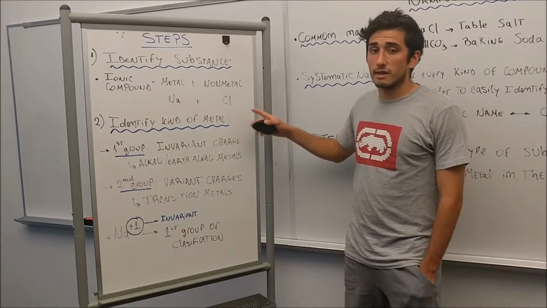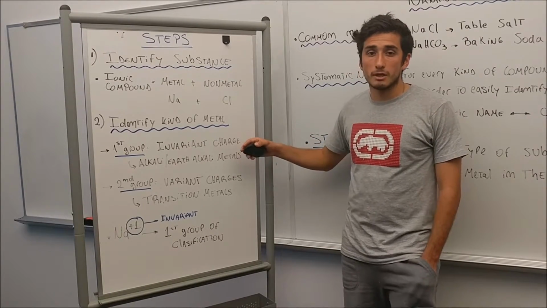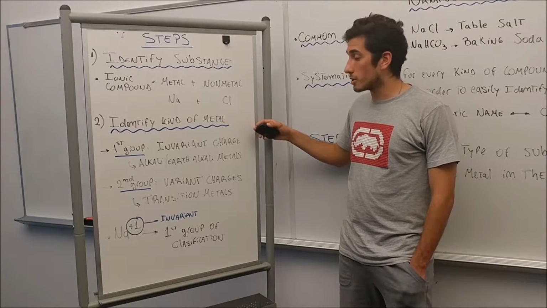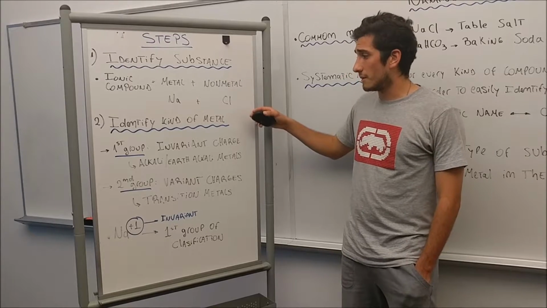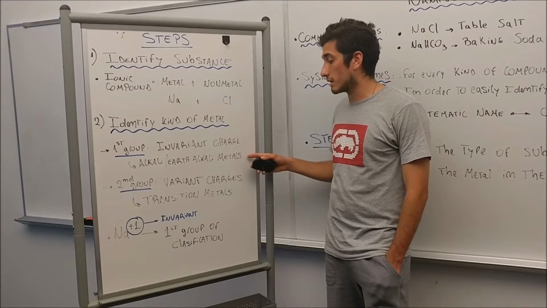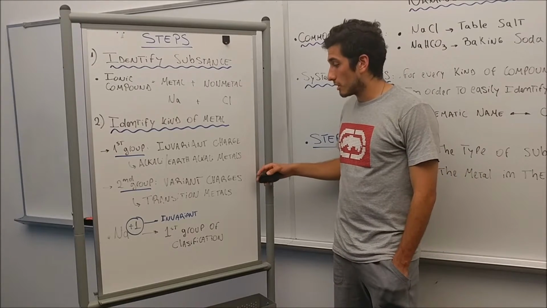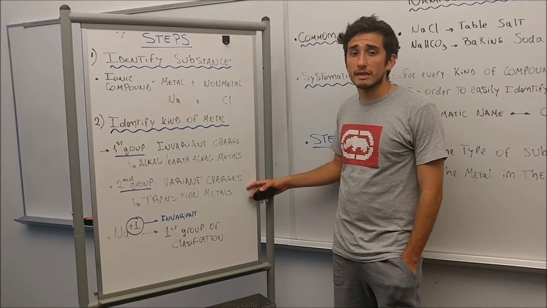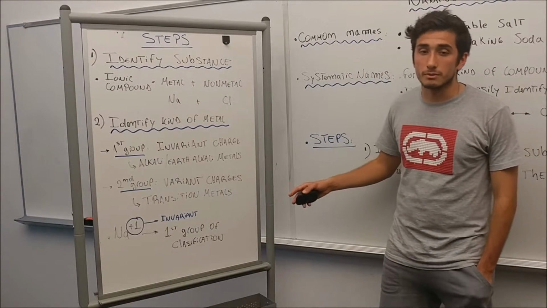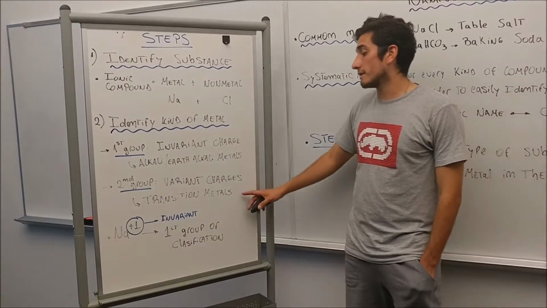So basically, the difference between both groups is that the first group contains metals whose charge is invariant from one compound to another. The metals in this group are also called alkali or alkaline earth metals. And the second group of ionic compounds contains a metal whose charge can differ in different compounds. In this case, the metals are the transition metals.